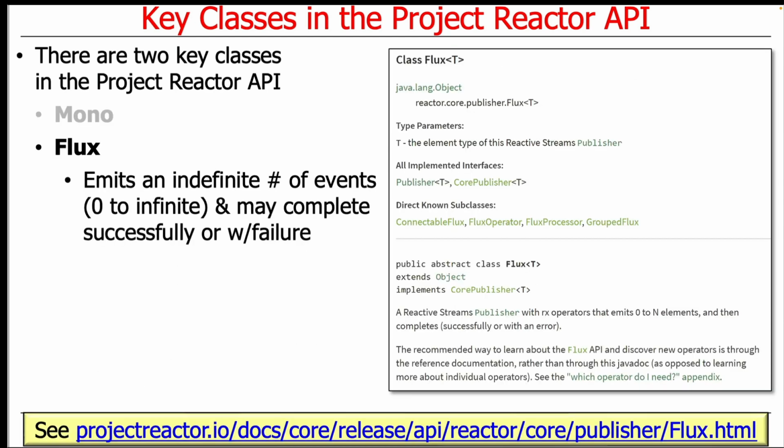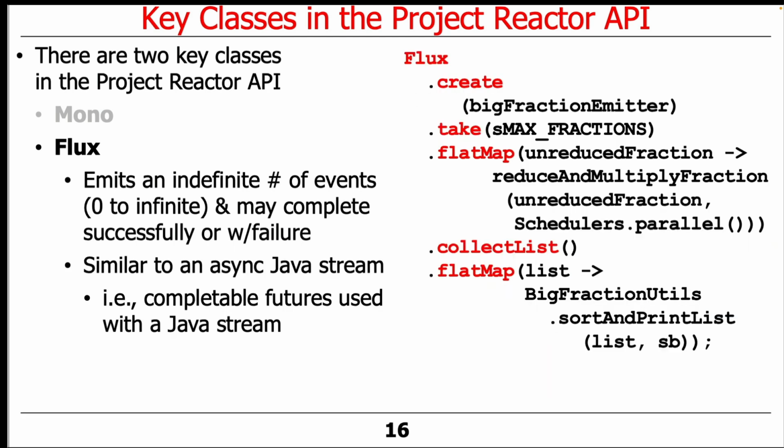More common, especially for our use cases, because we're dealing with groups of things, like groups of movies or groups of quotes or whatnot, is something called a flux. And a flux is a type that can emit an indefinite number of events, meaning 0 to forever, or not, 0 to finite, 0 to infinite. And it may complete successfully, or it may complete with failure, again. You can think of a flux as something like an asynchronous Java stream.